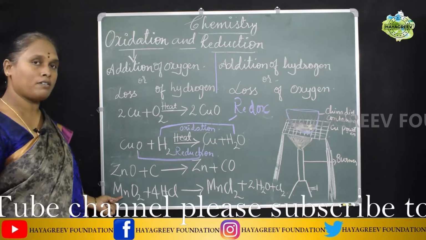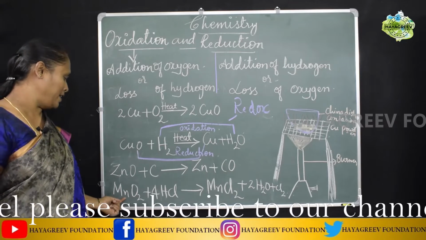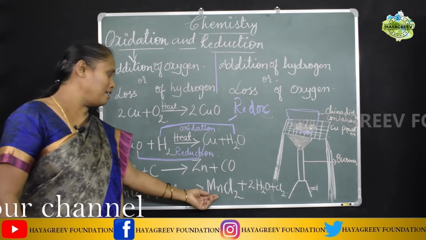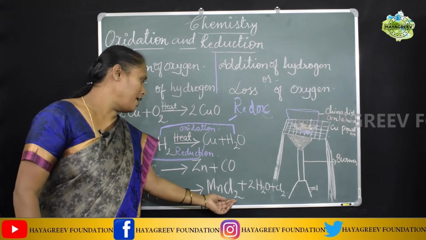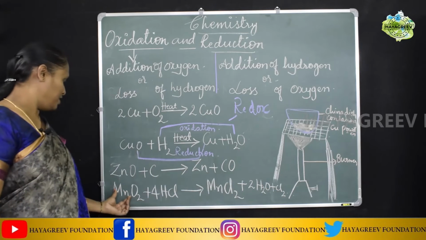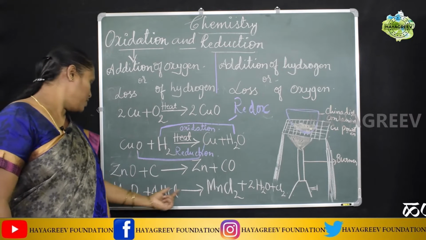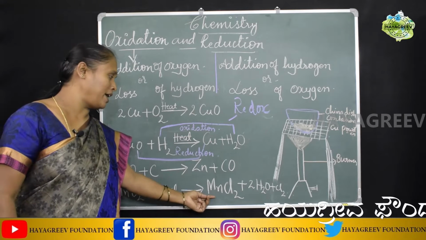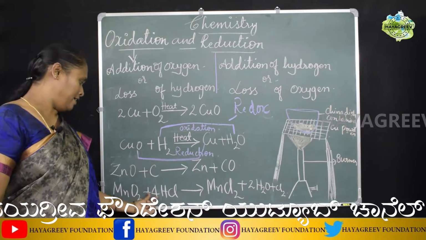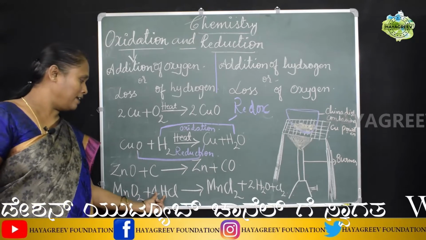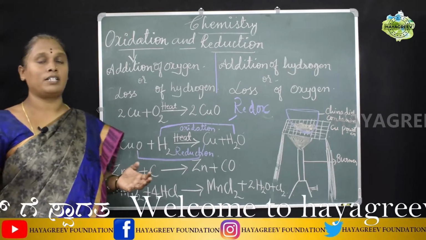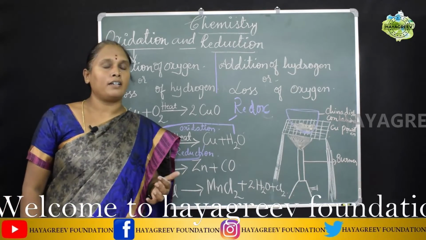Another example of redox reactions is MnO2, manganese dioxide. When it reacts with hydrochloric acid, it results in the formation of manganese chloride and water along with liberation of chlorine. Here manganese dioxide is losing oxygen, that means it is getting reduced to form manganese chloride, whereas HCl is losing hydrogen and gaining oxygen. So you say that HCl is getting oxidized to form chlorine. So this is about oxidation, reduction as well as redox reactions.